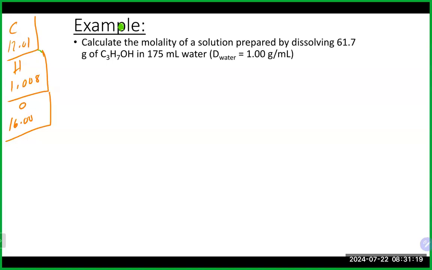Okay, so let's take a look. Here we're going to solve for molality, which again is little m, and that is the moles of the solute over kilograms of solvent. In this case, the water is going to be our solvent, and our C3H7OH will be our solute, which is what we're dissolving in it. So we do need to get the moles. We have the grams of the solute, so we do need the molar mass here.